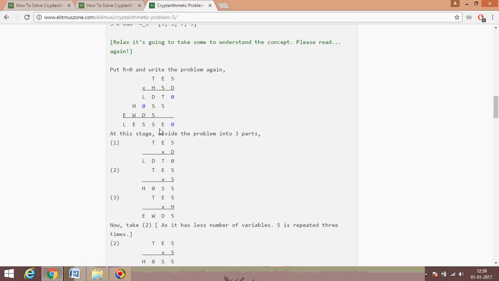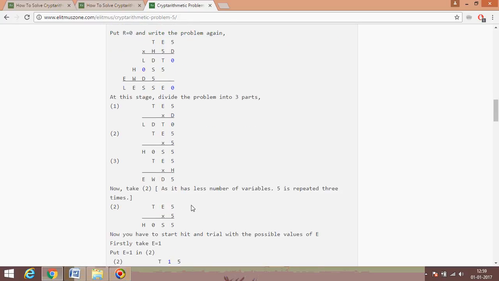Now at this stage you have to divide the problem into three parts. You have to simply rewrite TE5 cross D into LDT0. Now TEA cross 5 is equal to H0S5. Now TEA5 cross H is equal to EWD5.